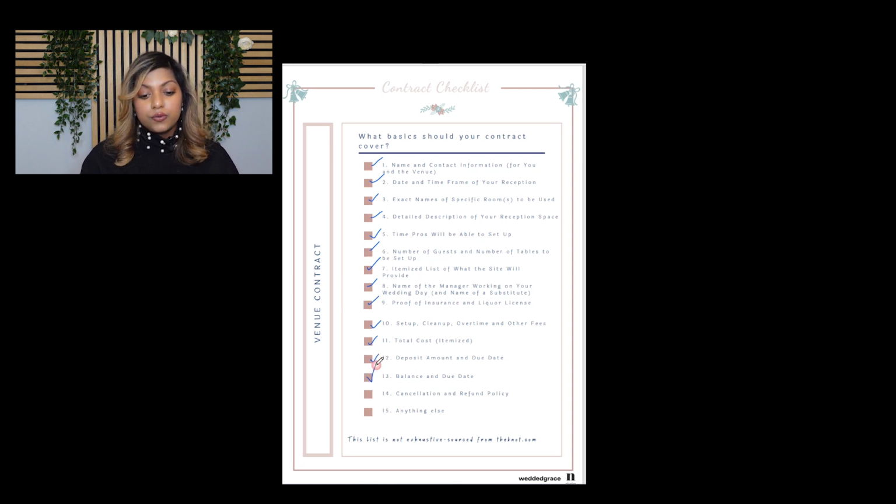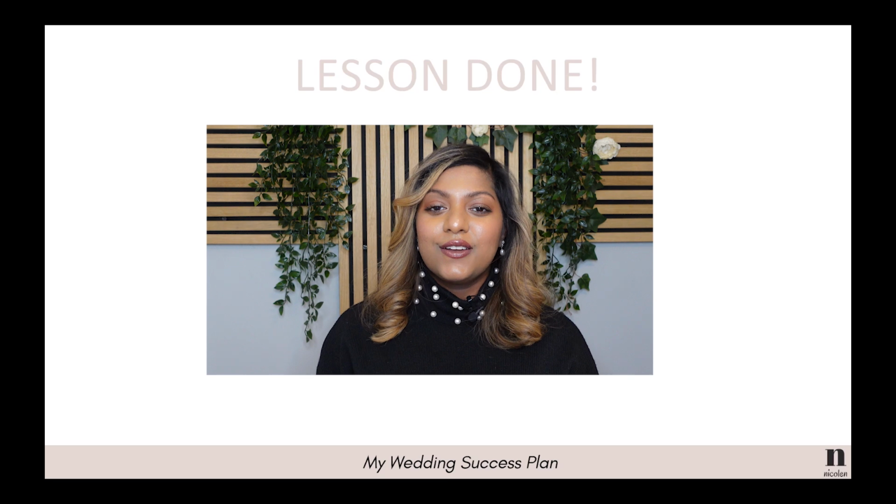14, your cancellation and refund policy, and anything else that is relevant that was agreed with the venue verbally. You need to make sure that it's specified in the contract. So anything that's not here that has actually been agreed, list it down explicitly so that when you're signing this, you are covered. This brings us to the end of the Q&A.